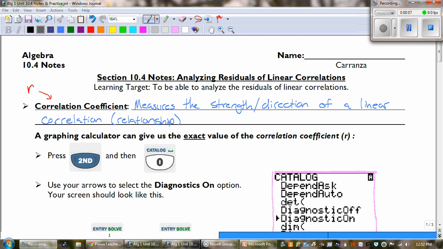Today we're talking about analyzing residuals of linear correlations. Our learning target today is to be able to analyze the residual of linear correlations. So, before we get started, we got a lot of definitions and stuff to do.